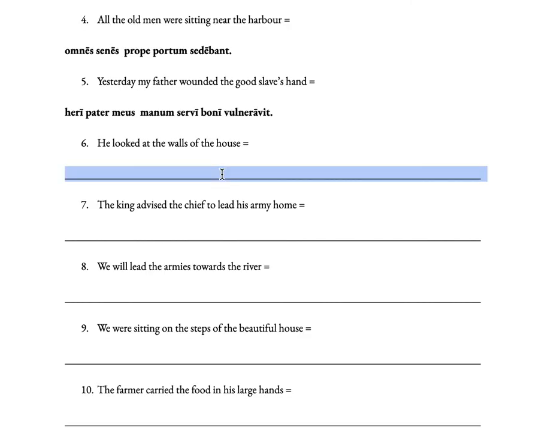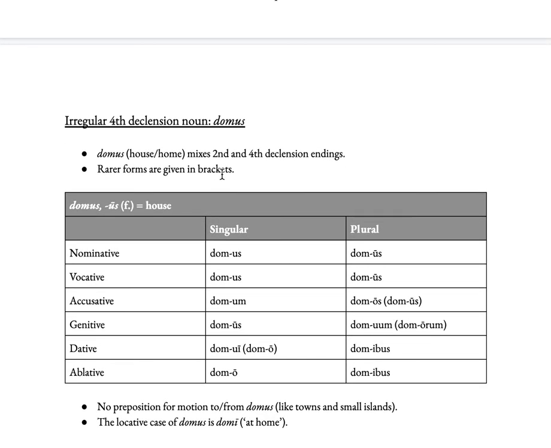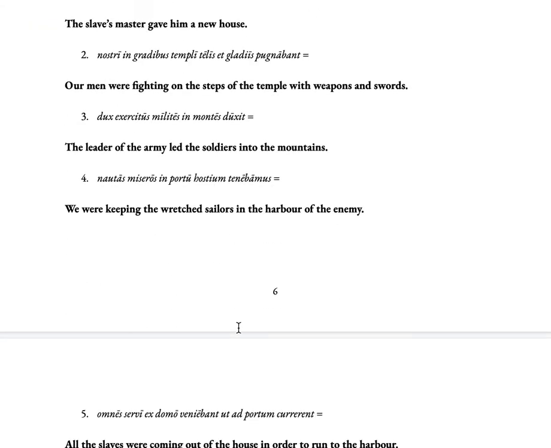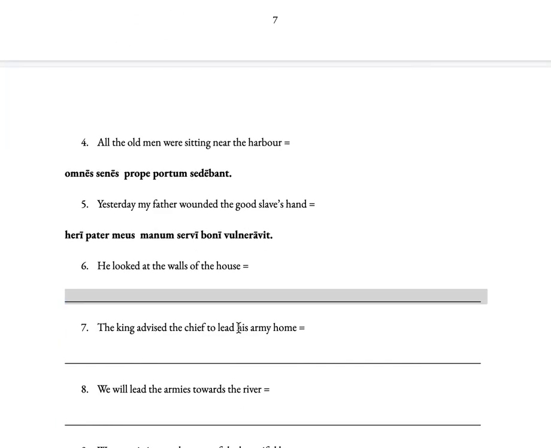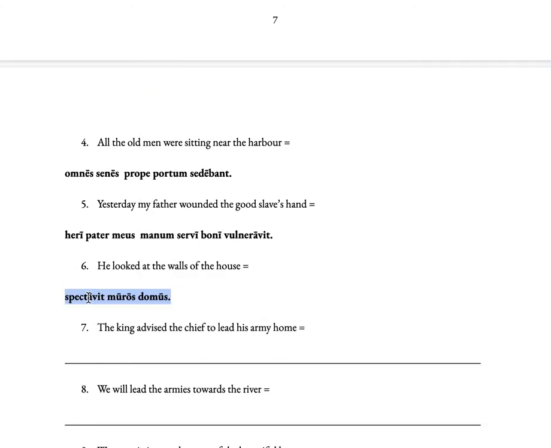Okay, he looked at, so spectavit. The walls, muros, of the house. Okay, so now for of the house, we're going to use domus, okay? And just as a reminder, just notice that the genitive here, domus, is one of the forms that's still fourth declension, right? So domus. Okay, so then we take that. There it is, okay? And again, as usual, let's put the verb at the end.